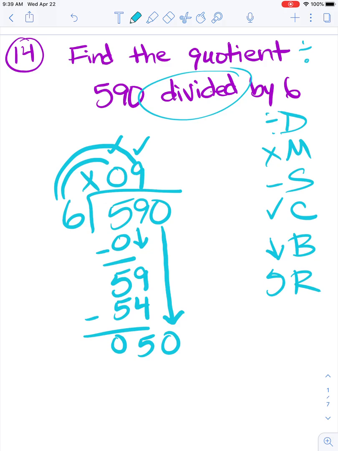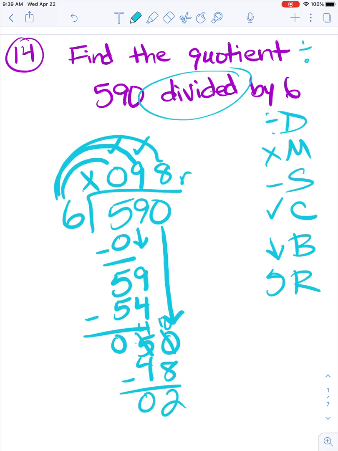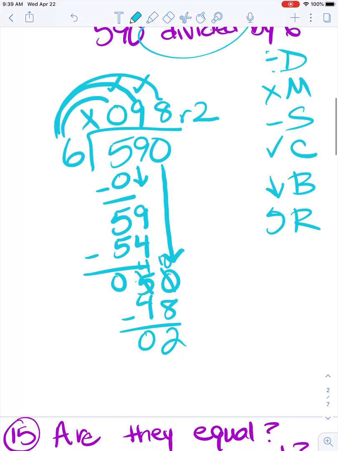Repeat means we go all the way back to division, so now we take 50 divided by 6. Count by 6s: 6, 12, 18, 24, 30, 36, 42, 48, 54 would be too many. It's 8 times. 6 times 8 is 48. Hopefully you guys said that. I subtract, and I get 2. I have nothing to bring down, so that is my remainder.